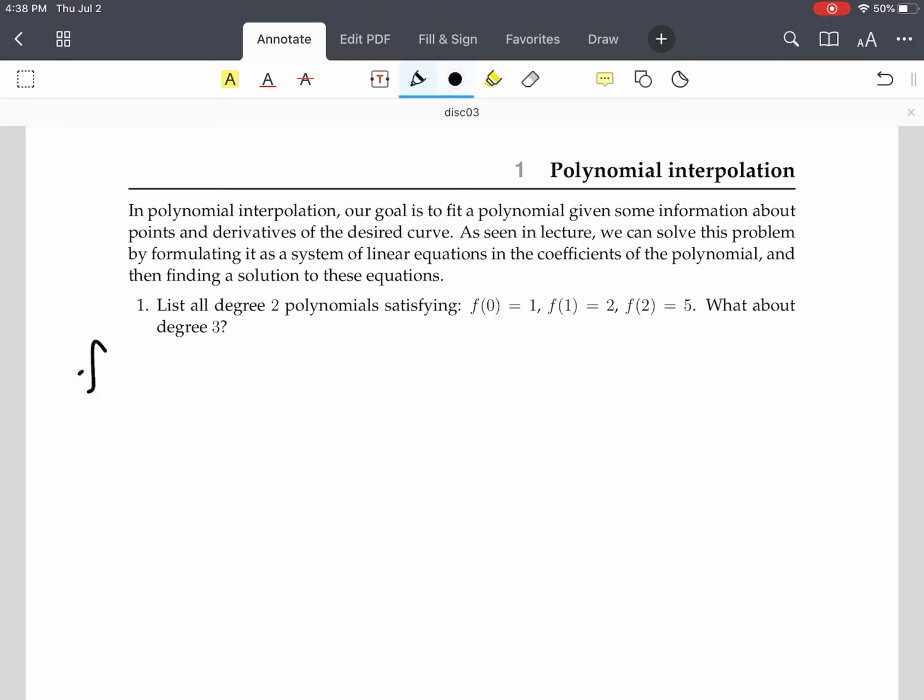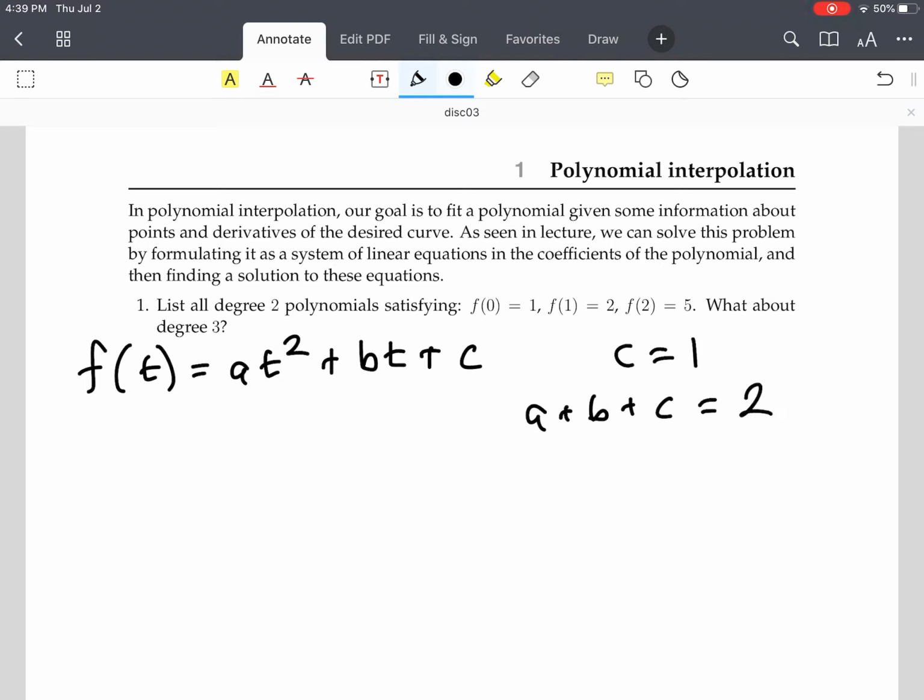Let's call our polynomial f of t, and we can write it as a t squared plus bt plus c. This is the general form for a degree 2 polynomial. Right off the bat, we know f of 0 is equal to 1, so if we plug in 0, that simply gives us c is equal to 1. Now for f of 1 is equal to 2, plug in 1 for t, and we get a plus b plus c is equal to 2. Then let's plug in 2 for t, so we get 4a plus 2b plus c is equal to 5.